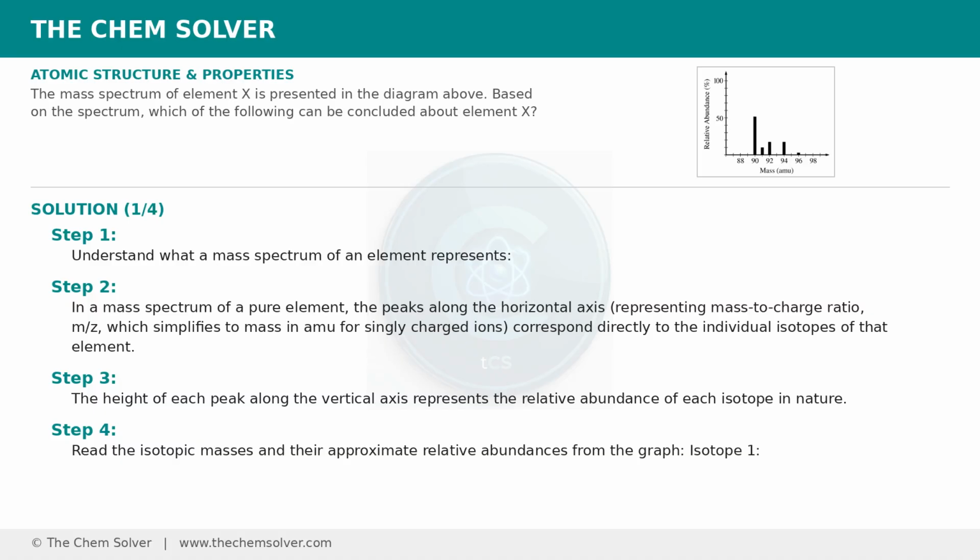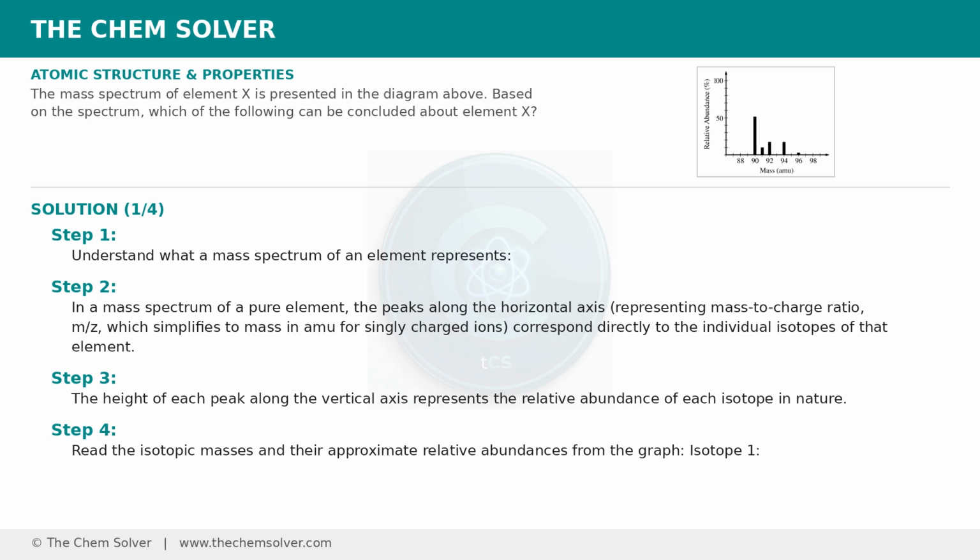Understand what a mass spectrum of an element represents. In a mass spectrum of a pure element, the peaks along the horizontal axis, representing mass-to-charge ratio, m/z, which simplifies to mass in AMU for singly charged ions, correspond directly to the individual isotopes of that element. The height of each peak along the vertical axis represents the relative abundance of each isotope in nature.